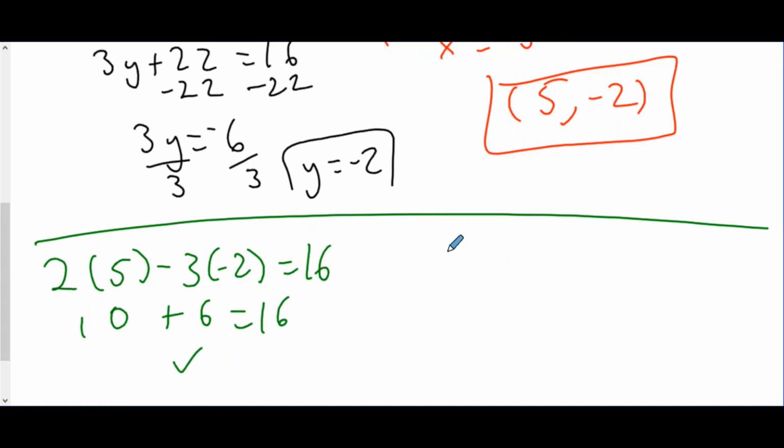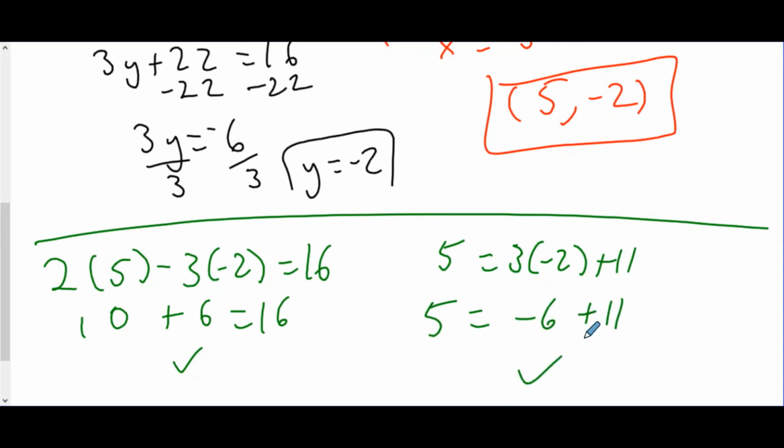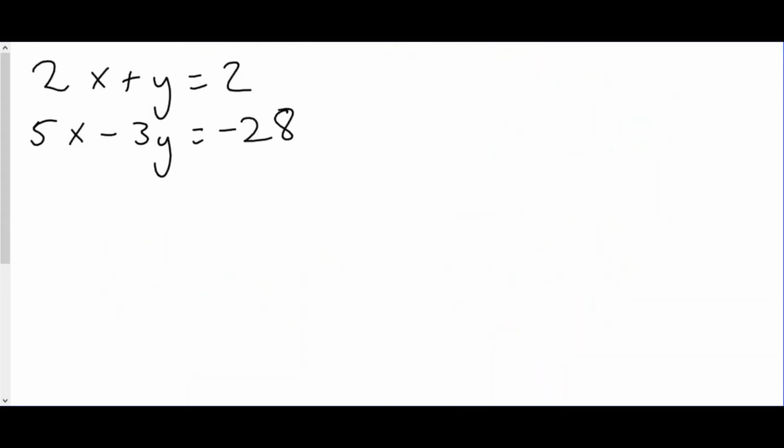Let's check the other equation. x equals 3y plus 11. x, which is 5, equals 3 times negative 2, plus 11. 5 equals negative 6 plus 11. That's also true. They're both true, which means I have the correct answer. Let's try the next one.